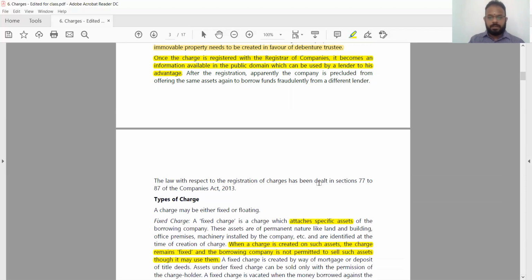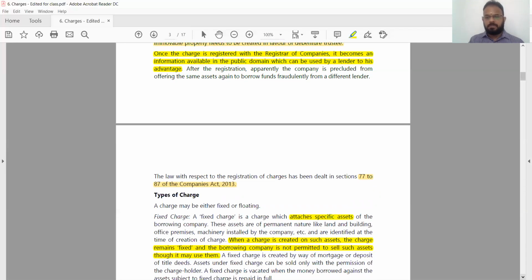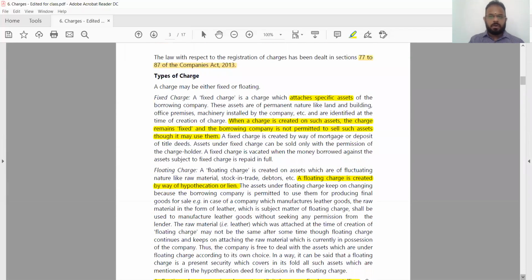Okay, the law relating to registration of charges moves from Section 77 to 87 of the Companies Act. Now we'll go one after another and see what is there from 77 to 87. So accordingly, we will look back. Okay, yes, now we'll go to types of charges. I'll minimize so that it will be easy for us to concentrate only on what is already done.